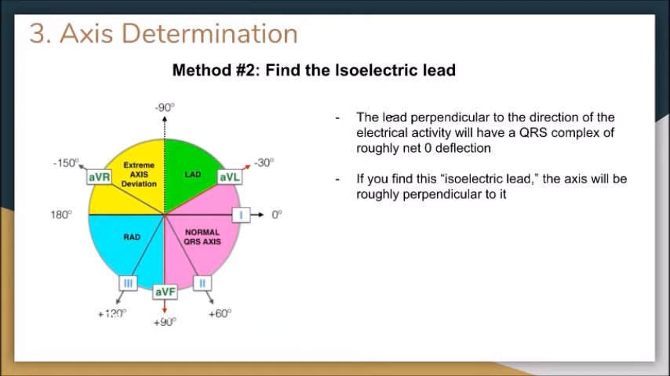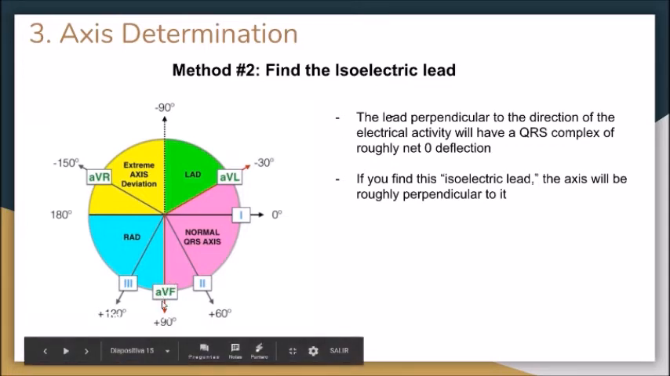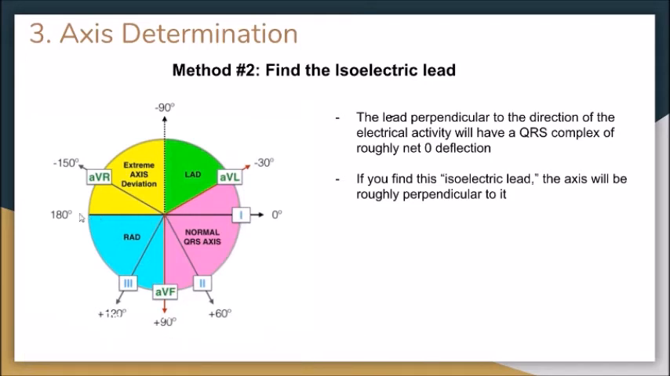So if we see that a lead is isoelectric, that means the electrical activity of the heart is going perpendicular to the isoelectric lead. So let's say, for example, that lead AVF right here is the isoelectric lead. Since that's in the direction of positive 90 degrees, that means the electrical activity of the heart is either going in 0 degrees towards lead 1 or 180 degrees away from lead 1.